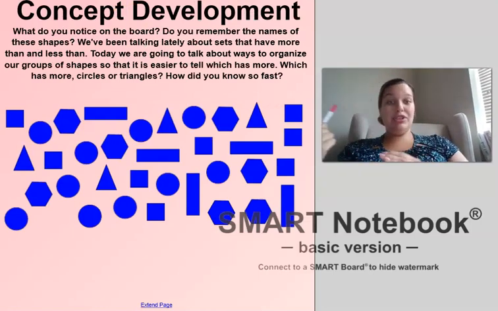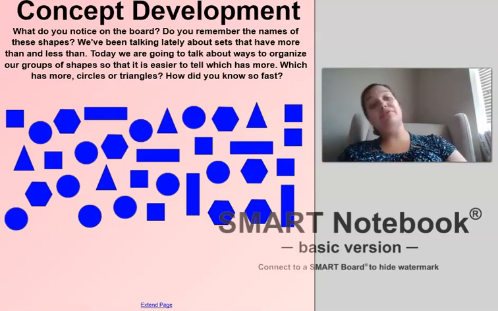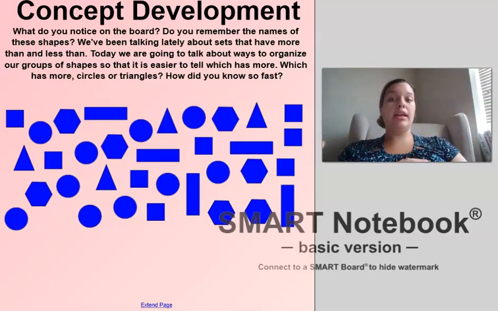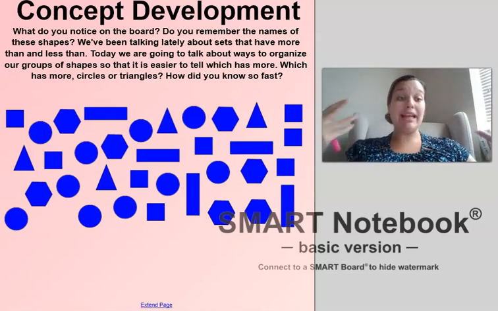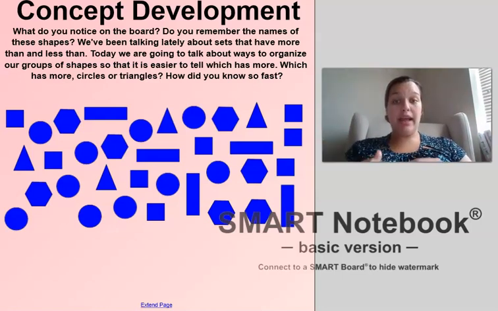So we are back to talking about these shapes. We're going to organize these shapes into different groups today and figure out which group of shapes has more, which group of shapes has less, okay? So today we're going to talk about ways to organize our groups of shapes so it's easier to tell which has more. You guys have been doing a really nice job, and I love when I see your exit tickets. Those shapes are lined up. They're great, okay? So we have to figure out which group of shapes has more.